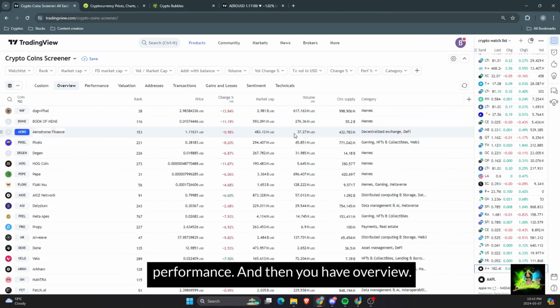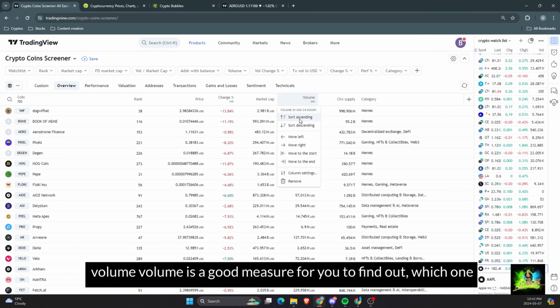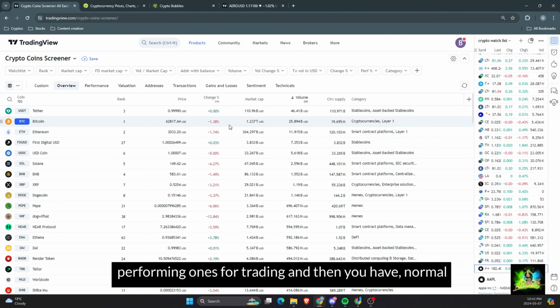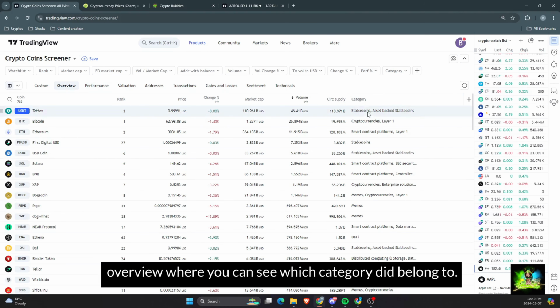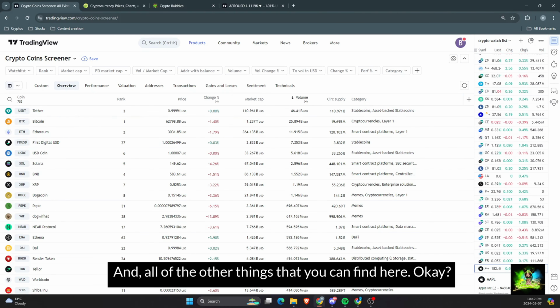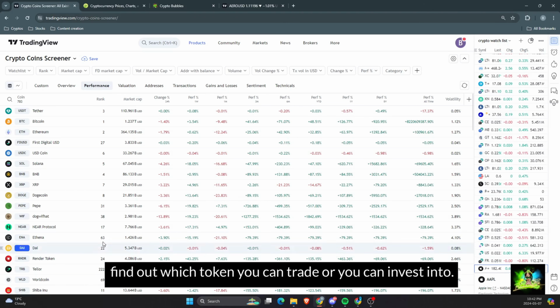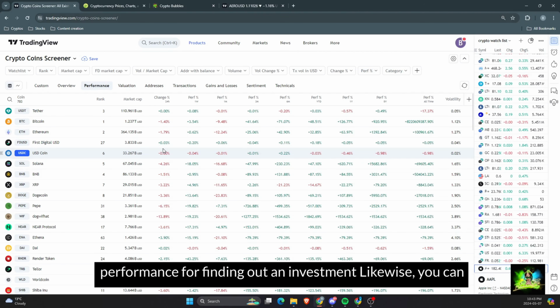And then you have overview, and here you can find which category they belong to, and the volume. The volume is a good measure for you to find out which one is actually trending, so you can pick one from the top performing ones for trading. And then you have normal overview, where you can see which category they belong to, and all of the other things that you can find here. Okay, so the main thing that you should be using is performance to find out which token you can trade or you can invest into. All you have to do is, like I told you, use performance for finding out an investment.